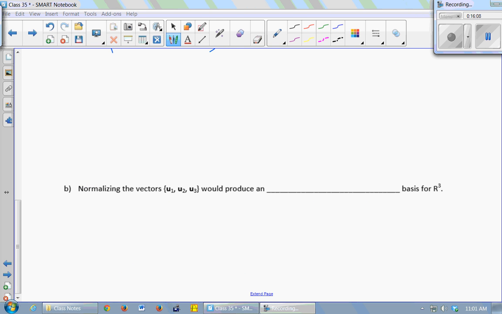So if I were to normalize the vectors u1, u2, and u3, what kind of basis would that produce? Orthonormal, right? They're already orthogonal. If I normalize them by making their lengths all 1, that would produce an orthonormal basis. Normalizing the vectors means make the lengths 1.